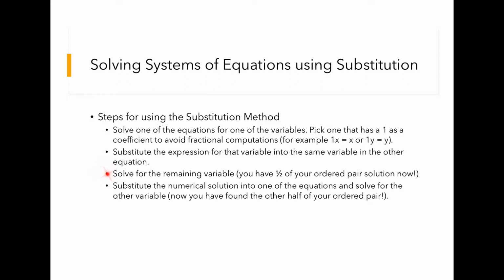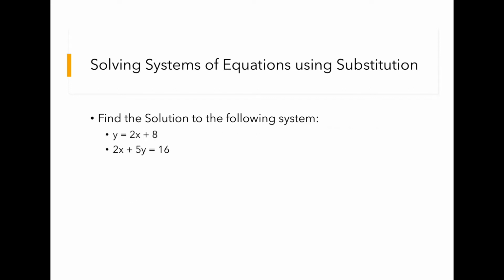So we're going to solve for that remaining variable, and with that we have half our solution, because remember our solution is actually an x and a y, so it's an ordered pair. Once we have one of those numbers, we substitute that number into one of the equations, it doesn't matter which one, and solve for the remaining variable. And there's the other half. So let's actually go through this and take a look at it.